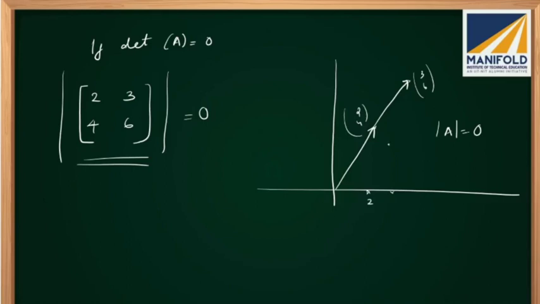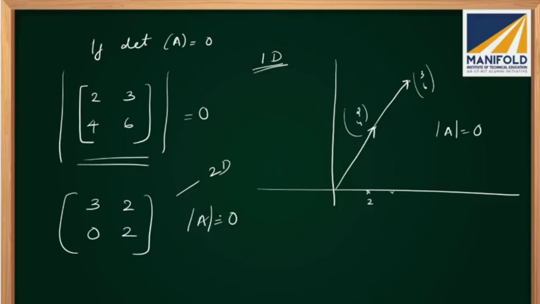Once they are in the same direction, they cannot span the complete two-dimensional space, which means the space spanned by this matrix will be a one-dimensional space, a single line. Whereas the space spanned by our initial matrix is a two-dimensional space, because its determinant was not equal to 0. That means they give two different directions, so you can always form a parallelogram area. So that is the implication of the determinant of a matrix. Okay.